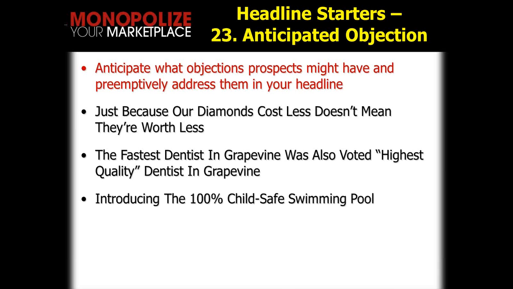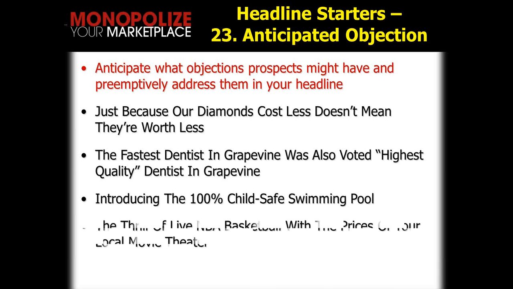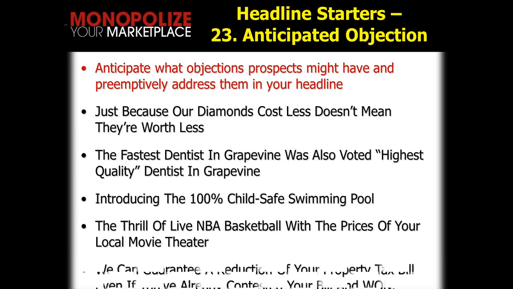Introducing the 100% child-safe swimming pool. The thrill of live NBA basketball at the prices of your local movie theater. We can guarantee a reduction of your property tax bill, even if you've already contested your bill and won. The property tax contesting company, obviously, one of the major objections that they run into is, hey, we've already protested our taxes, and so we don't need your service. And they're saying, no, no, no. Even if you've already done that, we can help you out.